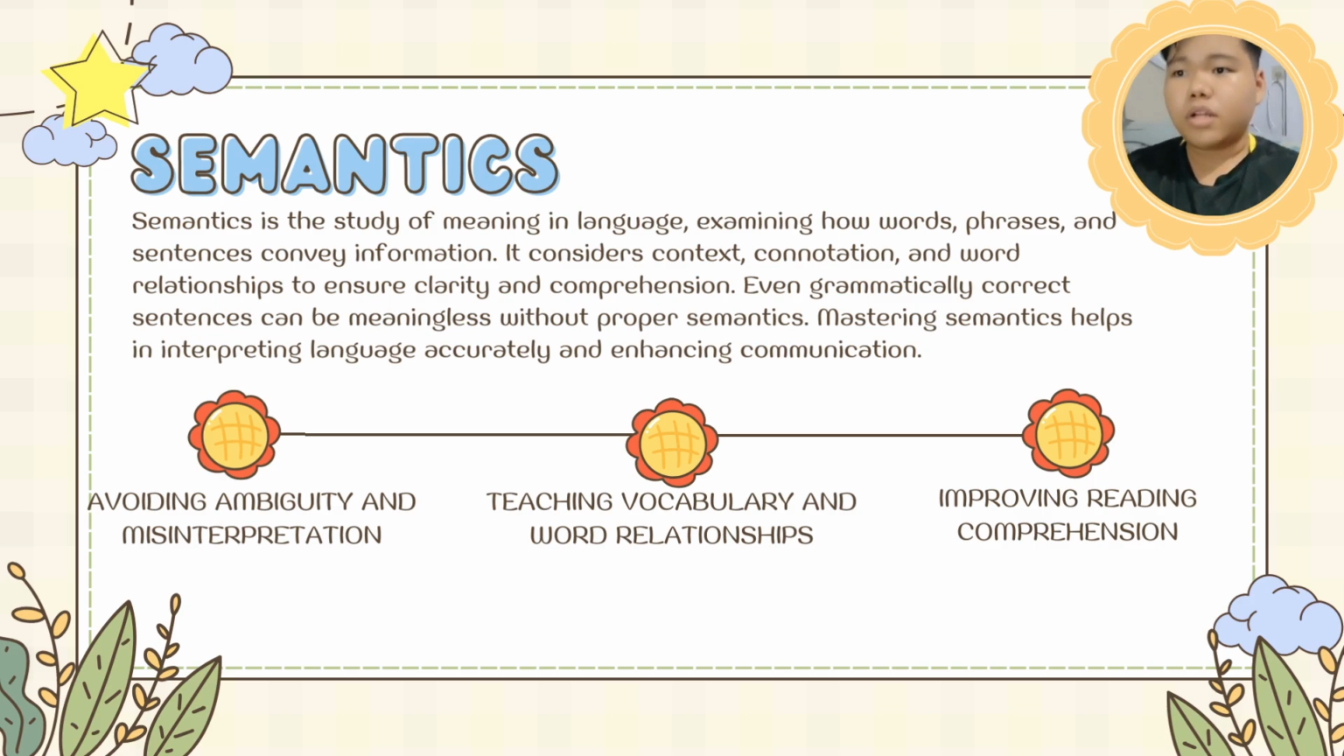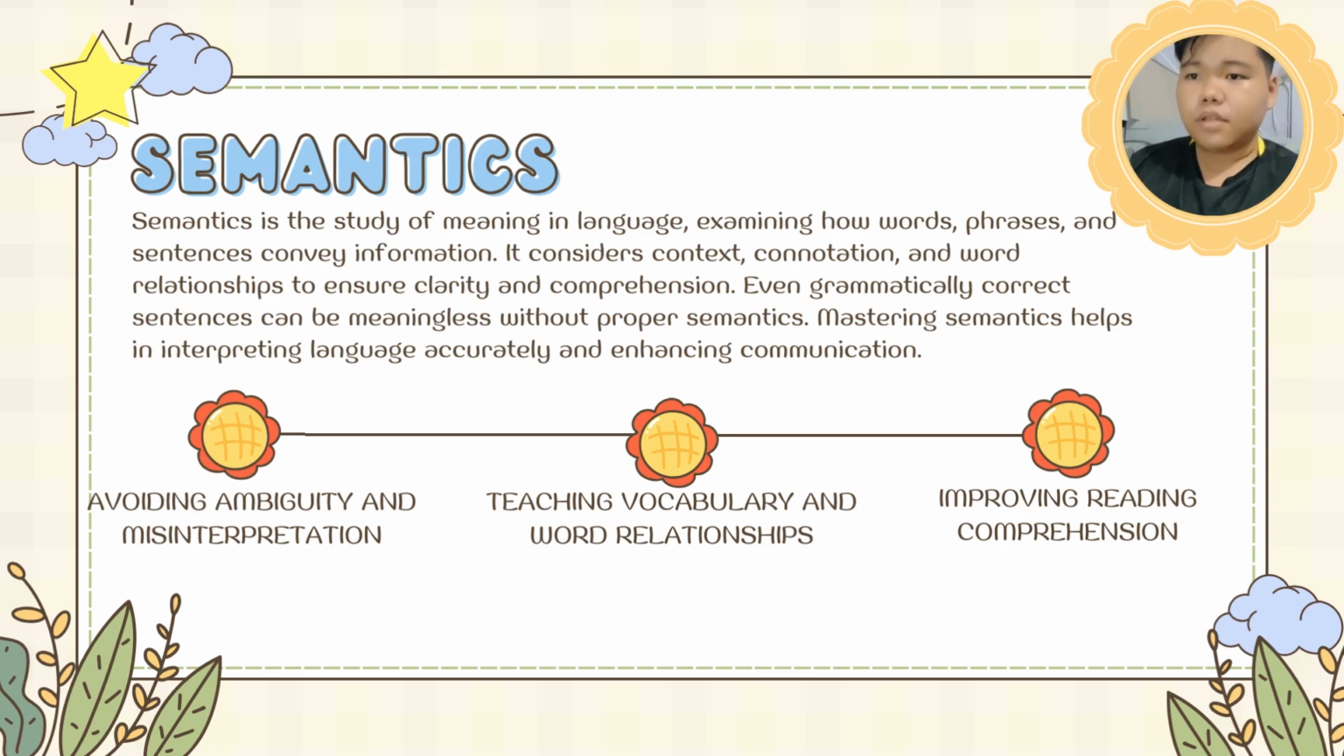Firstly is avoiding ambiguity and misinterpretation. Semantics focuses on the meaning of words, phrases, and sentences. Even if a sentence is syntactically correct, it may lack meaning. For example, consider the sentence, the chicken is ready to eat. There are two possible meanings. First is the chicken, the animal, is about to eat something, while the other meaning is the chicken, the cooked meat, is ready for people to eat.